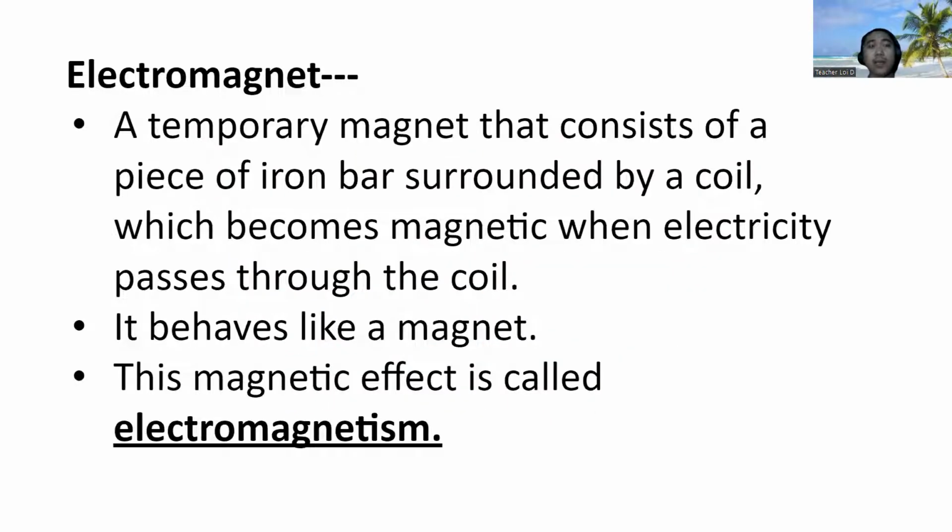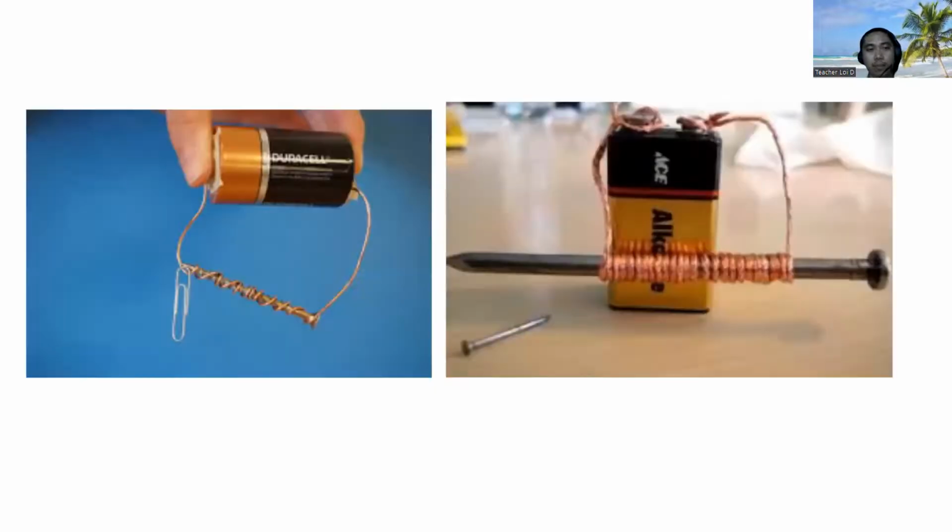Yes. So an electromagnet is a temporary magnet that consists of a piece of iron bar, surrounded by a coil, which becomes magnetic when electricity passes through the coil. So this electromagnet behaves like a magnet. This magnetic effect is called electromagnetism.